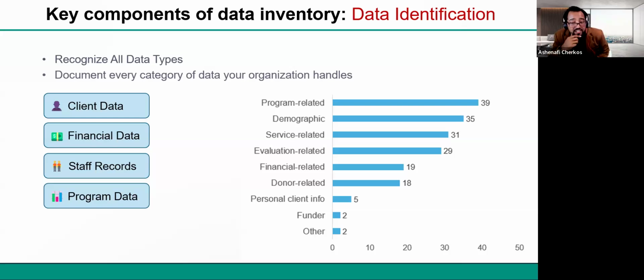So this process helps you understand the full range of data your organization holds, not just for a compliance purpose, but also for improving service delivery and decision making. Once you recognize and document those categories, it becomes much easier to manage those responsibly, ensure privacy, and avoid losing track of important information. So think of this as a foundation for all data management practice that follows. Everything that we are going to talk about after this will be based on this data identification.